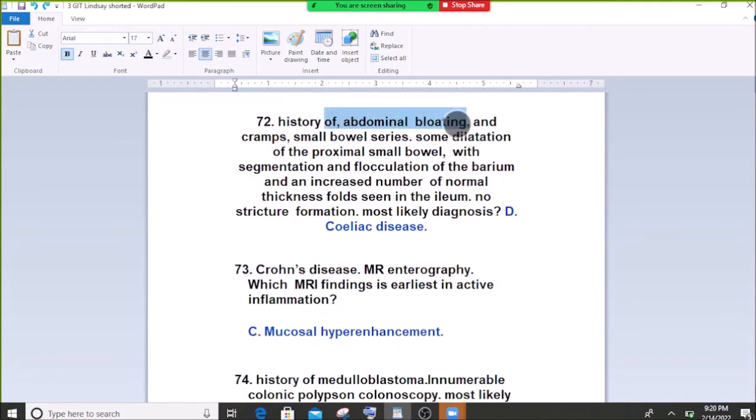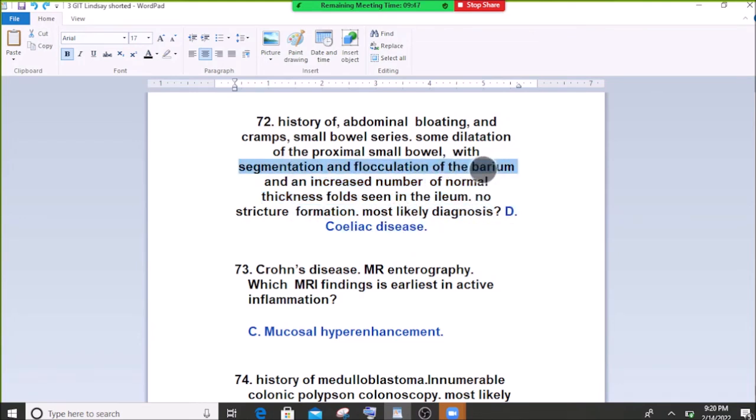72. History of abdominal bloating and cramps. Small bowel series shows some dilatation of the small bowel, segmentation flocculation of the barium, and an increased number of normal thickness folds in the ileum, no stricture formation. Most likely diagnosis, celiac disease.